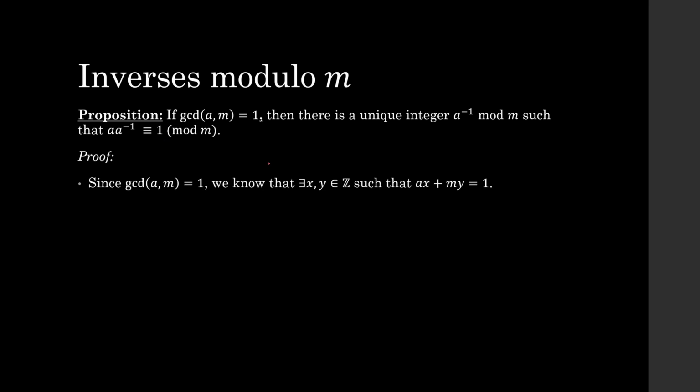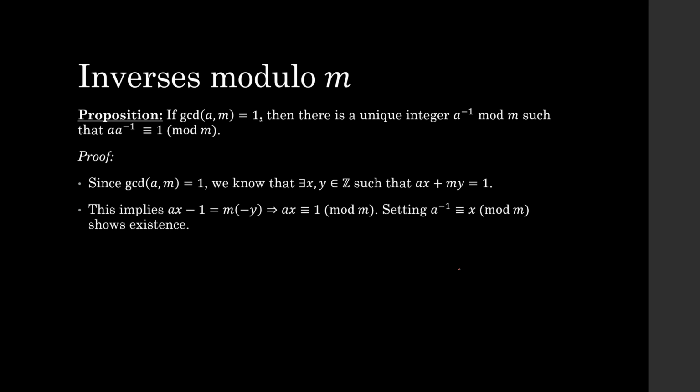Okay, so let's prove that. The greatest common divisor of A and M is 1, and so by Bezout's lemma, if you remember that, there exist an x and a y in the integers such that ax plus my is equal to 1. That's the linear combination we've seen. Now what does that imply? That implies that ax minus 1 is equal to m times minus y, we've just moved things around. So that implies that ax is congruent to 1 mod m, since ax minus 1 is a multiple of m, and so m divides this.